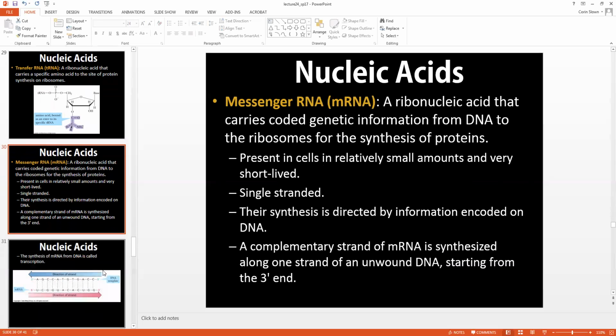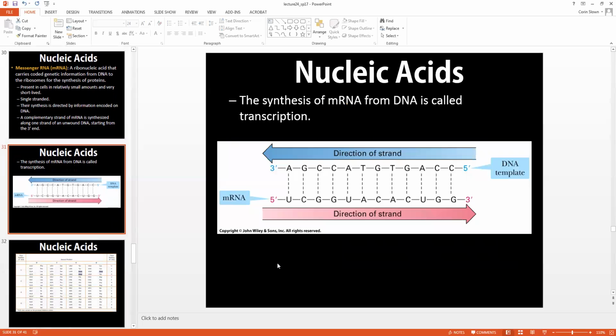It's single-stranded, and the synthesis of mRNA is directed by information encoded on DNA. So a complementary strand of mRNA is synthesized along one strand of an unwound DNA starting from the 3' end. The synthesis of mRNA from DNA is called transcription. Notice, right, we have anti-parallel strands. So we have our DNA template, and then we have our mRNA.